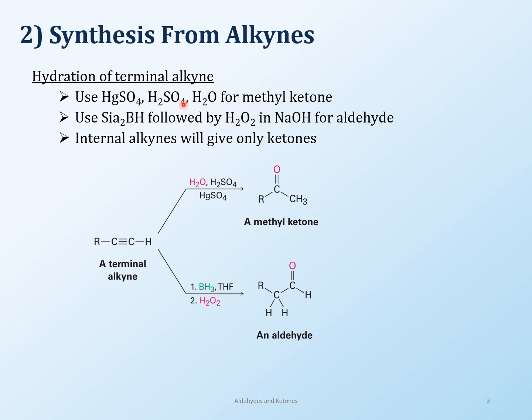If you have internal alkynes, then you will only get ketones because internal alkynes have no hydrogens on them. So if there are no hydrogens, then hydroboration and mercury sulfate will give you the same product, which is a ketone. There is no option for an aldehyde. Aldehydes are terminal groups, so you can't get aldehydes inside. You have to have that on the terminal group.